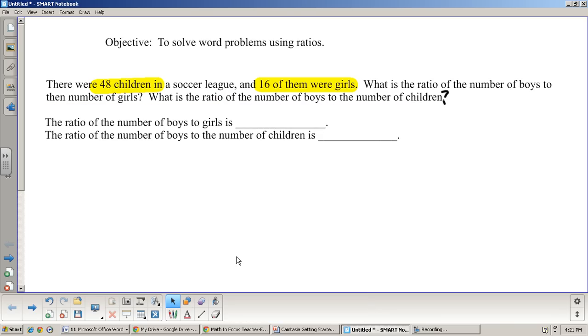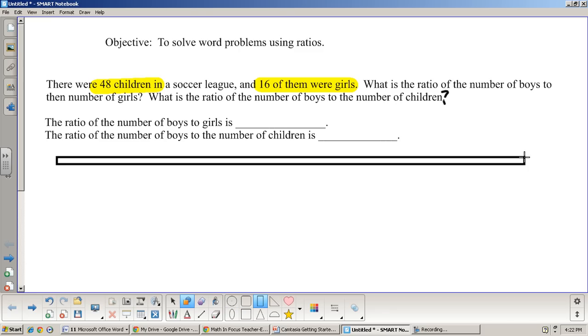So 48 children, 16 of them are girls, and the first question they're asking me is, what's the ratio of the number of boys to the number of girls? Well, I don't even know the number of boys yet. I have no idea. So I need to figure that out first. So, of course, bar model time.